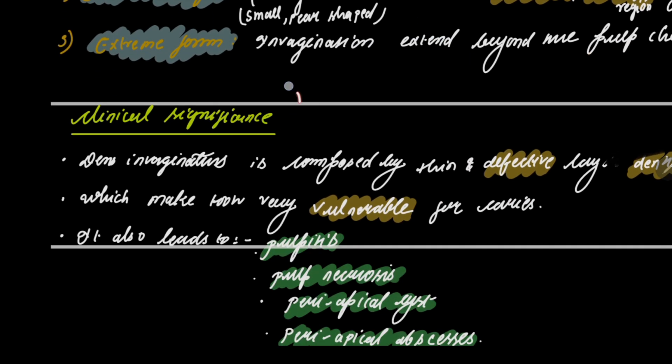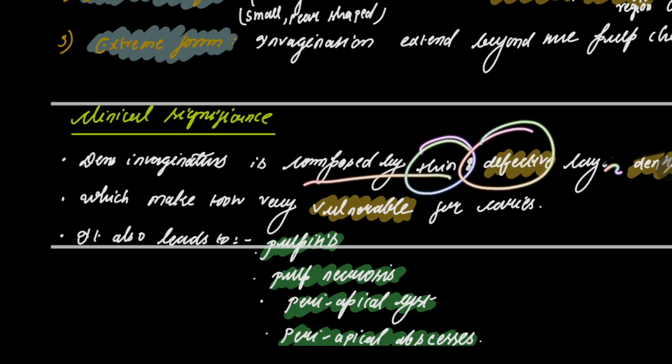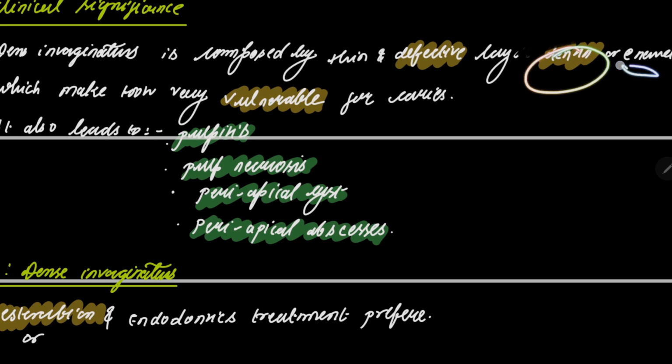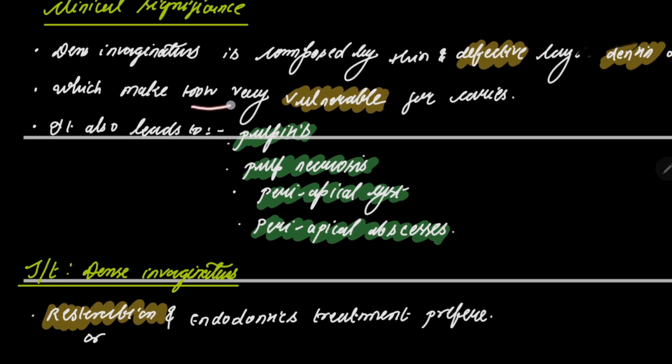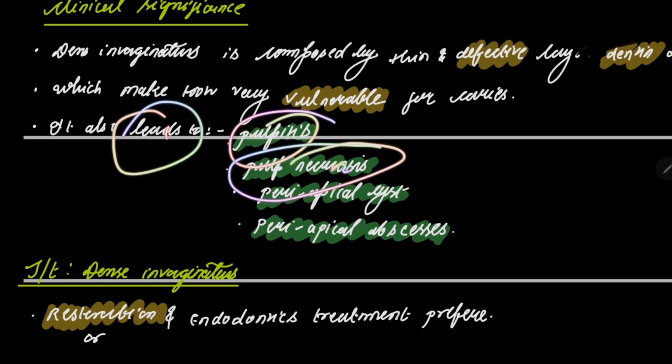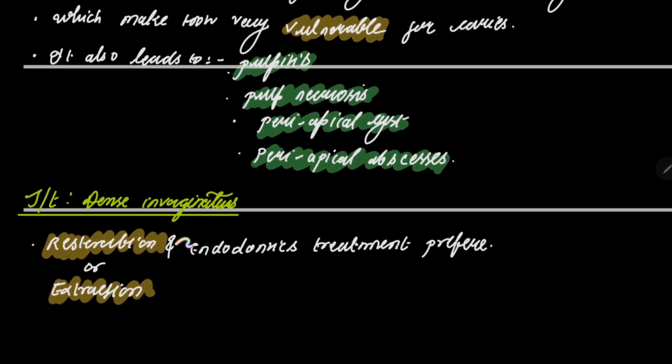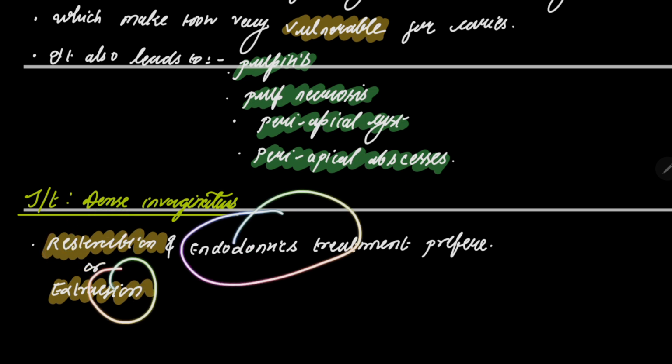Okay. Clinical significance: dens invaginatus is composed of a thin defective layer of dentine or enamel, which makes the tooth very vulnerable to caries. Susceptibility also takes place. It also leads to pulpitis, pulp necrosis, periapical cyst, and periapical abscess. Treatment involves extraction, restoration, or endodontic treatment of the tooth.